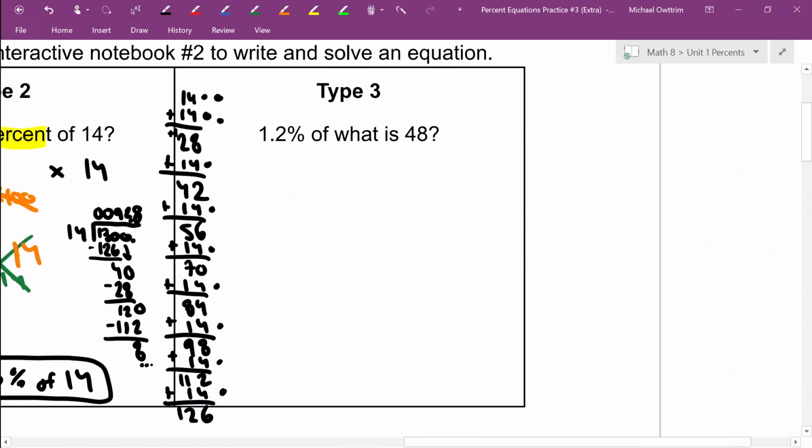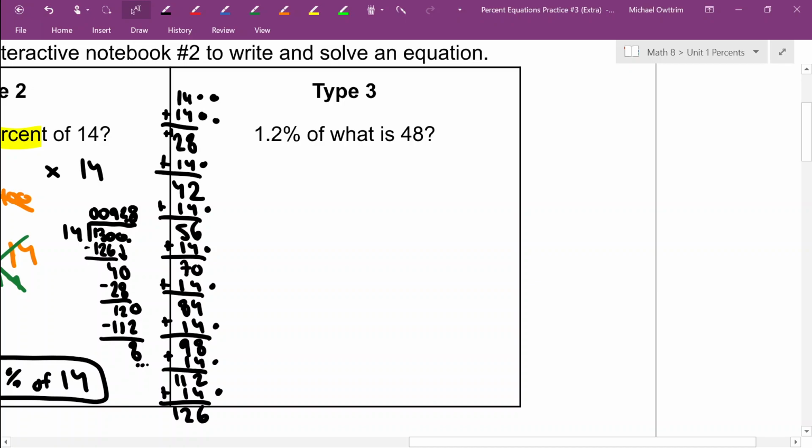Okay, the last type is where they tell us a percent and they tell us what the result of the percent is, but we don't know what number we were starting with. And so here we're going to go ahead and say, well, 1.2 is a number, so it's 1.2. Percent means out of 100. Of means multiply. What means question mark. Is means equals. And 48 is a number, so just 48.